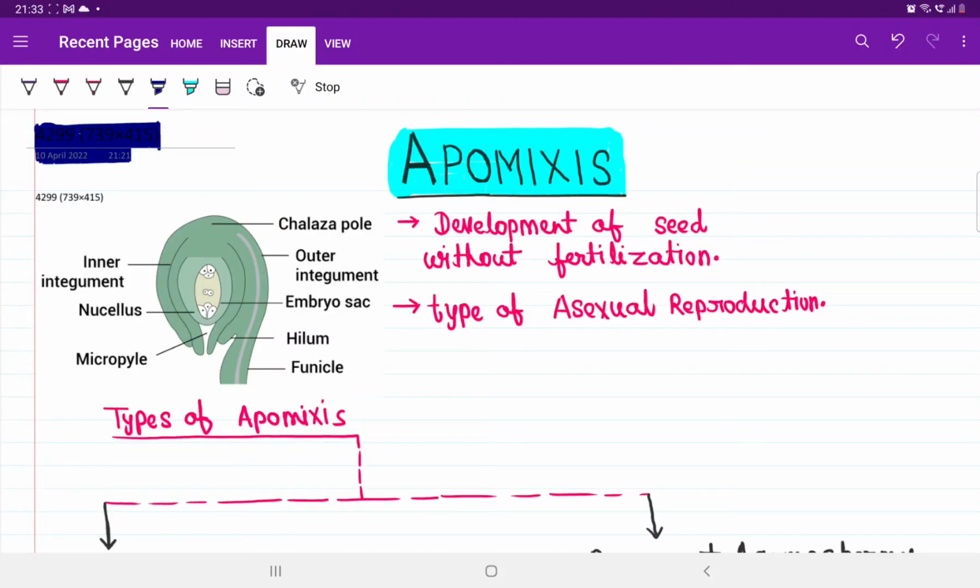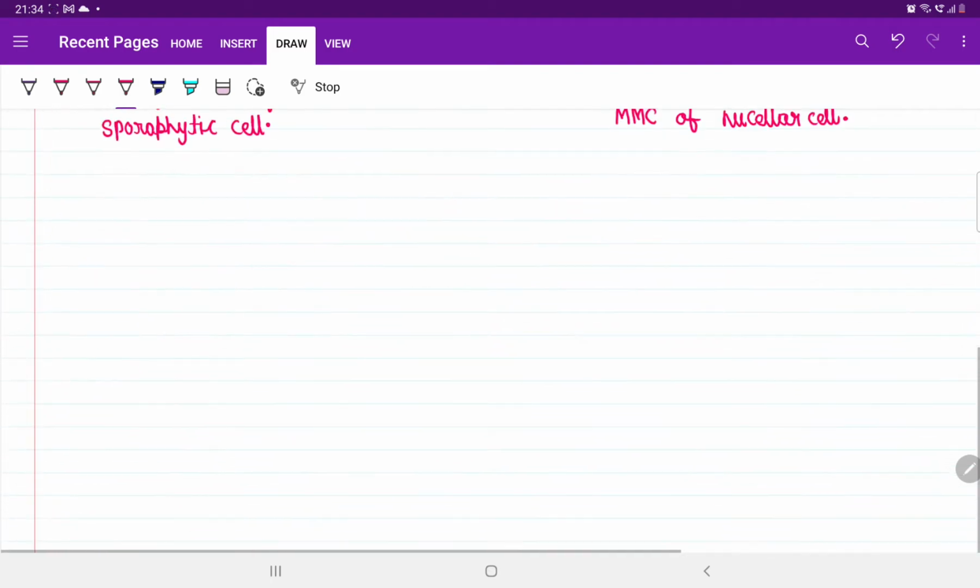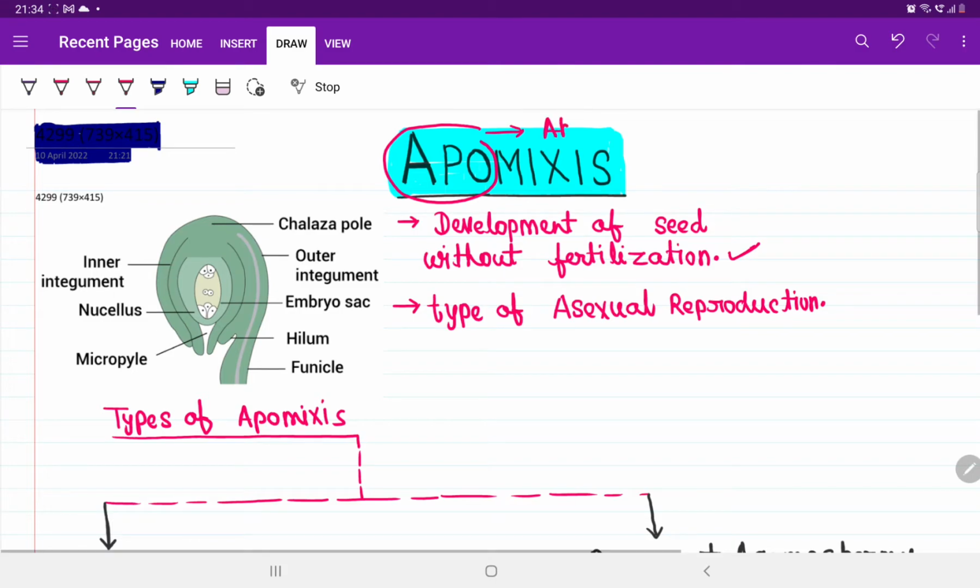Apomixis. In general, we think that seed is produced after fertilization, but apomixis is a process in which seed develops without fertilization. Actually, apo means absent, and mixis means mixing. So there will be absence of mixing of male and female gametes. That's why we call it apomixis. So in apomixis there is no fertilization, and without fertilization the seed develops.